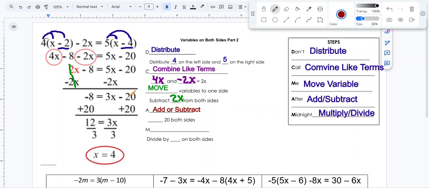And I see it has a minus 20. So I'm going to do the opposite of that to get rid of it. So the opposite of a minus 20 would be a plus 20. So they did plus 20 to both sides. And the reason why they do that is because minus 20 and plus 20 would cancel out. That gives you 0. And then you do the same thing over here.